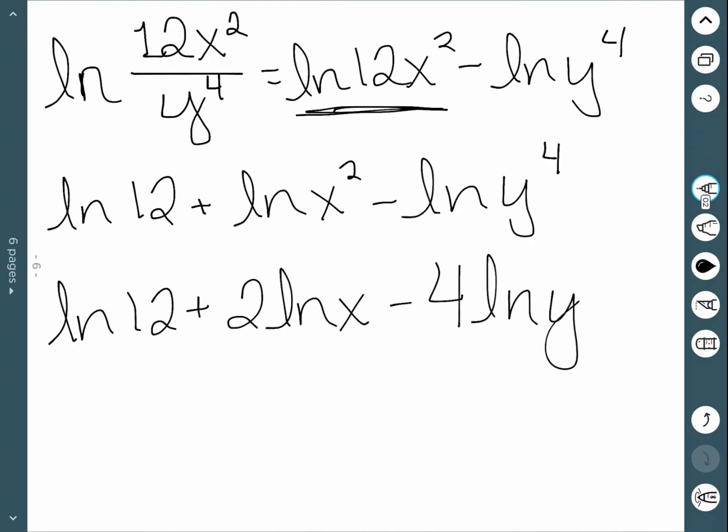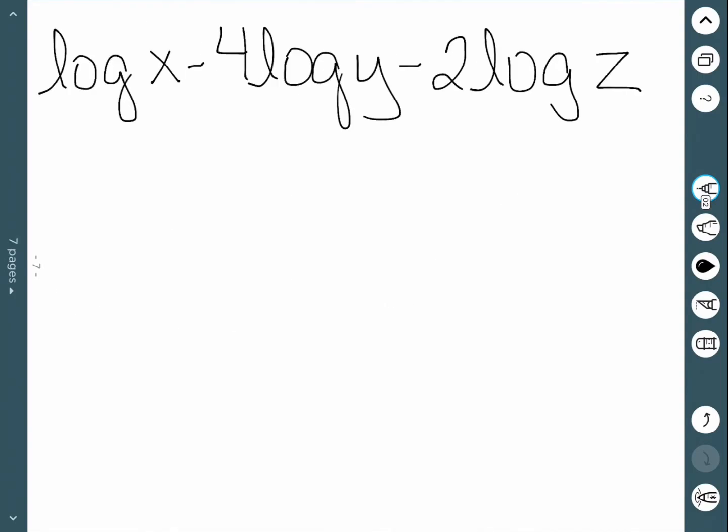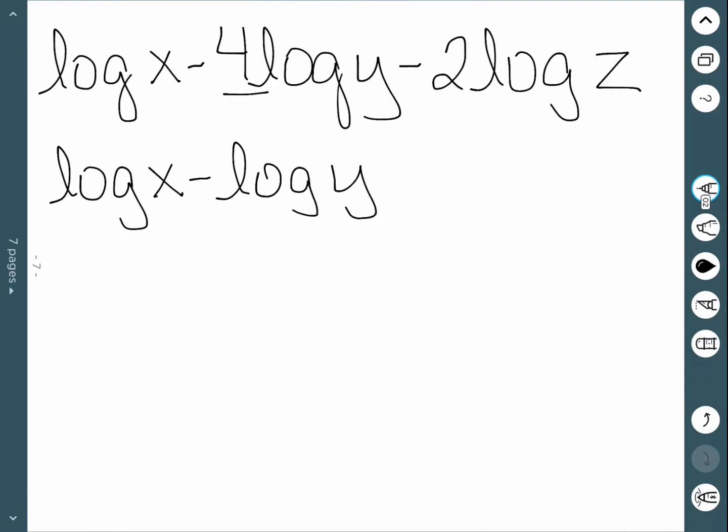So now let's try one that goes in the opposite direction. Here I have log x minus 4 log y minus 2 log z. So our first step should be that we want everything to have the same coefficient. So let's move exponents back up. This 4 becomes y to the 4th, and the 2 becomes z squared.